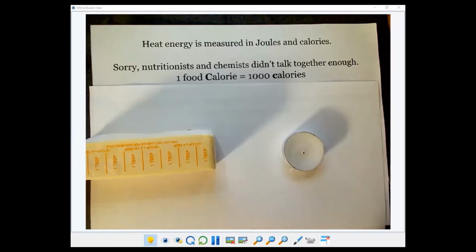So the reason we burn these things is for the energy. The whole point of fuels and food is so that we've got energy to live and do all the fun stuff we like to do with energy. So let's look at how we measure energy.